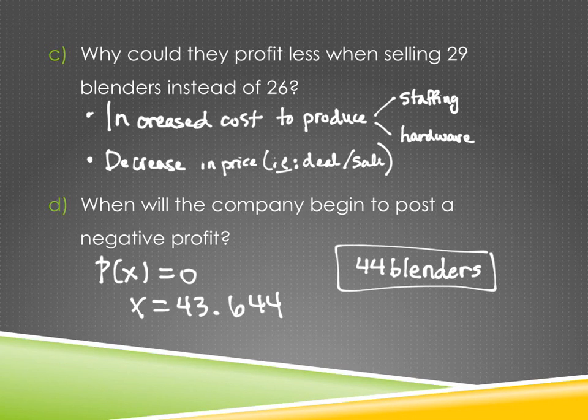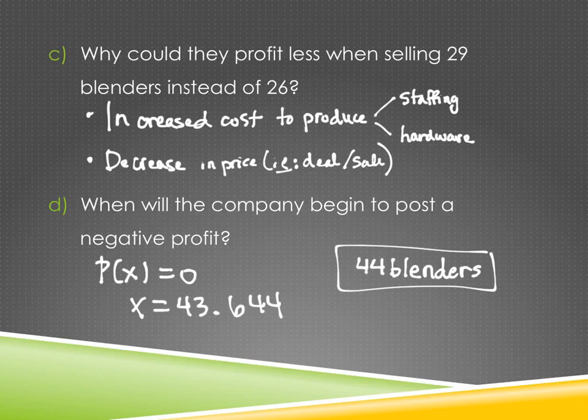And all of what I wrote down is what I would expect to see on the problem. This piece shows me that you did it using an accurate method, right? You're finding a level of accuracy that's appropriate. And then the 44 blenders shows me that you understand the context of the problem, that you can't have any decimal places, and you're rounding appropriately.